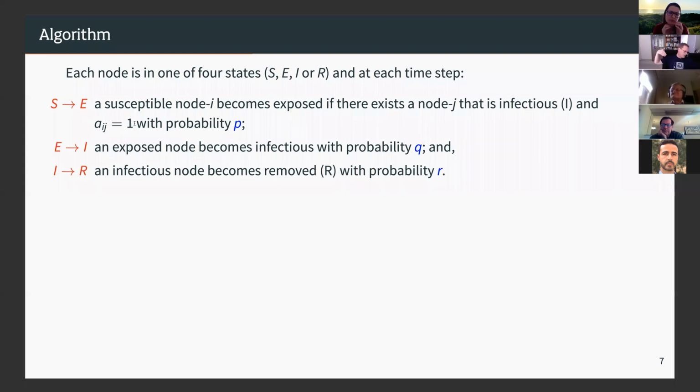Okay, so in addition to a state for every node, there is an adjacency matrix, and it's the connections on the adjacency matrix which determine whether the disease spreads from susceptible, whether an individual becomes exposed through contact with an infected person. Okay.